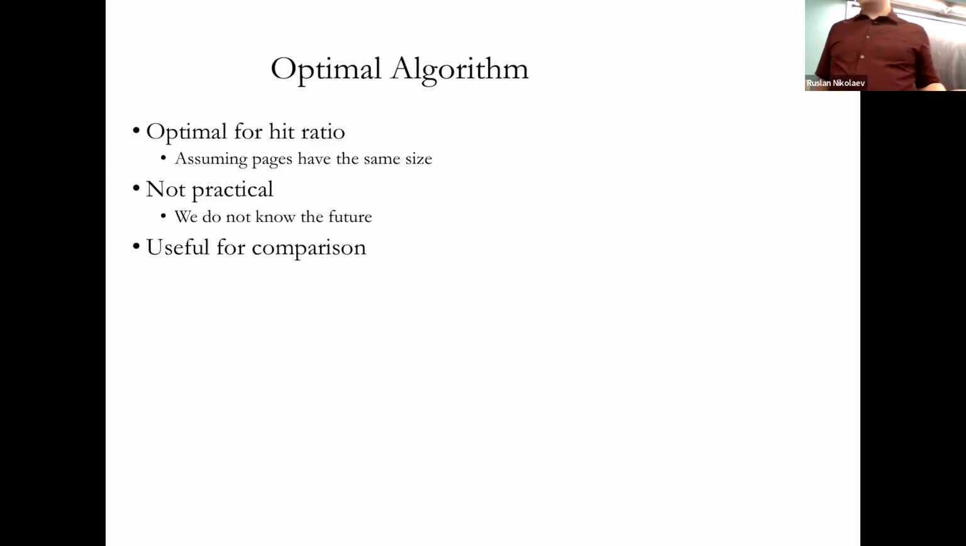But again, it's not practical because I have to know the future. I have to know which one will be used the longest from now, the one that I will not use. But how do I know that? I have to run the program to know that. But it's optimal for hit ratio, right? Therefore, whenever we compare any algorithm, even though this itself may not be useful in practice, we can use it as a kind of baseline to compare against and find something that gets closer to this.